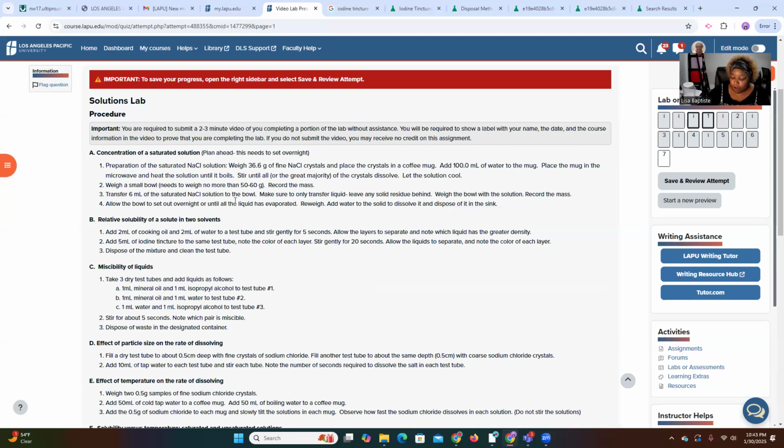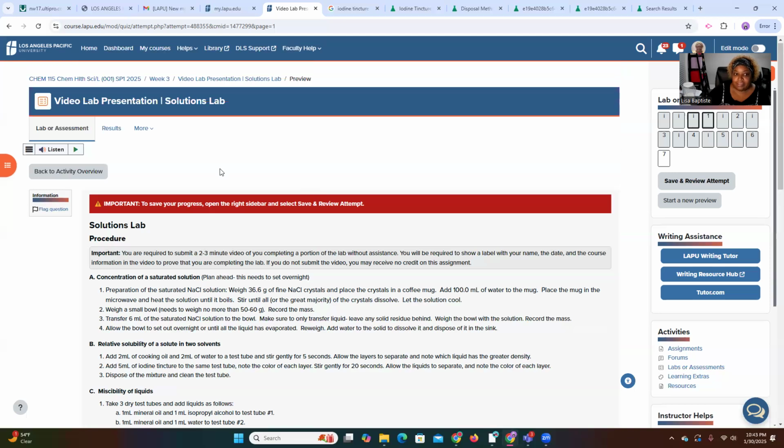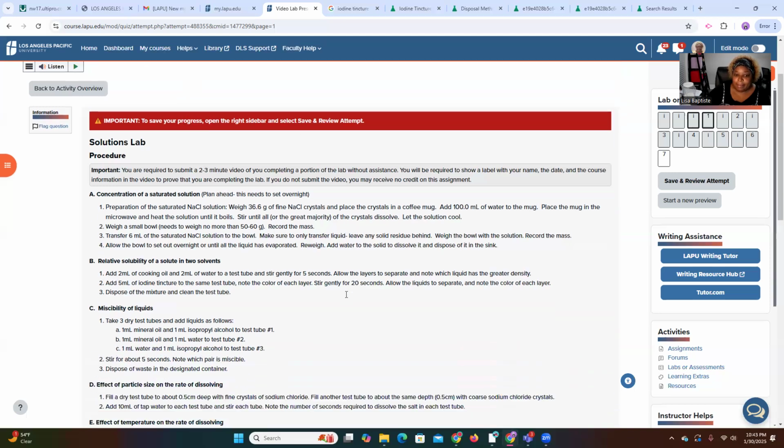And then you want to weigh the bowl with the solution. So you take another weight, record the mass. Allow the bowl to set out overnight or until the liquid has evaporated. This is why this is a 2-day lab, because you have to let it sit overnight. You want all the water to evaporate. Sorry, first you're going to reweigh it. Then you're going to add water to dissolve it and dispose of it in the sink. All right.